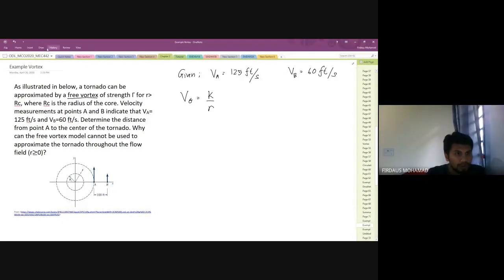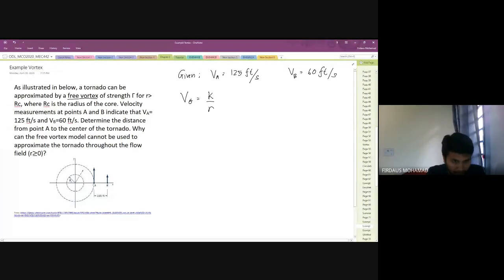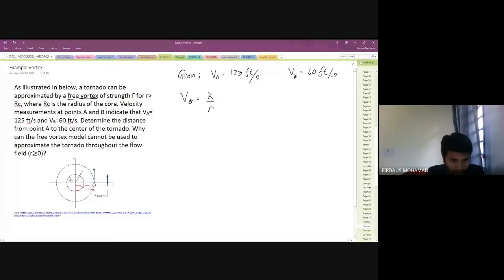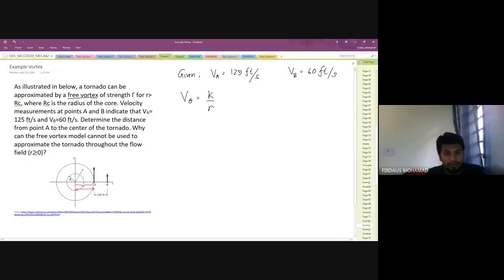So this is what the question is asking for, this distance. What is the distance from point A to the core of the tornado? And then why can the free vortex model not be used to approximate the tornado throughout the flow field, which is r higher or equal to 0? So first we need to identify this length. What is the distance from point A to this core?